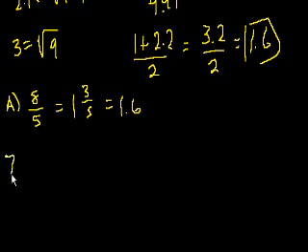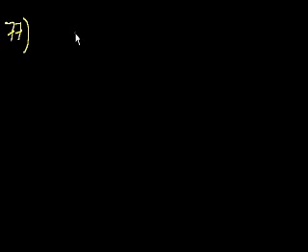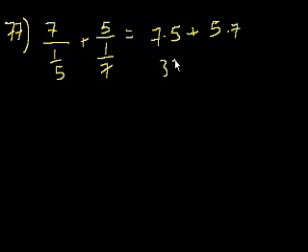Problem 77. Let me scroll down a little bit. 7 over 1/5 plus 5 over 1/7. 7 divided by 1/5 is equal to 7 times 5, plus 5 divided by 1/7 is equal to 5 times 7, right? When you divide by a fraction, it's the same thing as multiplying by its reciprocal. So this is equal to 35 plus 35, which is equal to 70. And that's choice D.